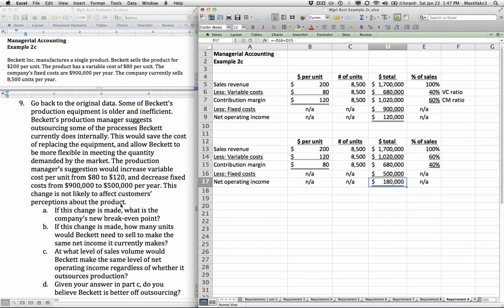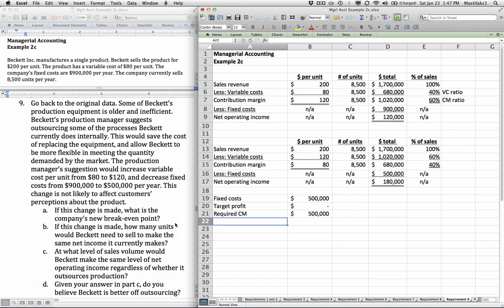This change is not likely to affect customers' perceptions about the product, so I'm going to leave my selling price alone. Okay, so let's see what our questions ask us. If this change is made, what's the new break-even point? So the first thing we're going to do is include a spot for our fixed costs, and then our target profit, which again we will start at 0 to get to break even, and we can do our required contribution margin. So fixed costs in this case, our new fixed costs, are $500,000. Our target profit is going to be 0. And our required contribution margin is going to be the sum of those two.